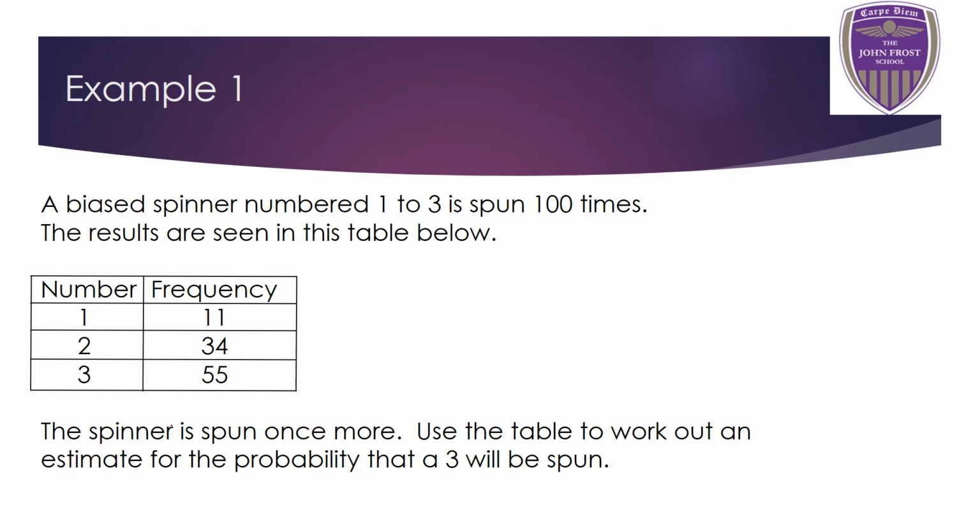Okay, so the spinner is spun one more time. Use this table to work out an estimate for the probability that a 3 will be spun. So what's the probability that when we spin it again, this spinner will land on a 3? Well, we've got to use the information that we've been provided. For a start, we know that the experiment was done 100 times.